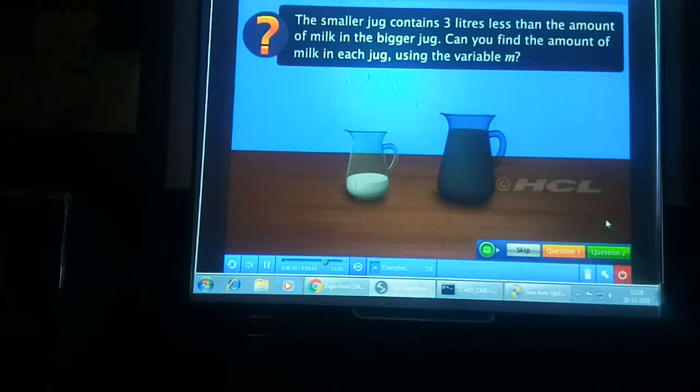This smaller jug contains 3 liters less than the amount of milk in the bigger jug. Can you find the amount of milk in each jug using the variable m?